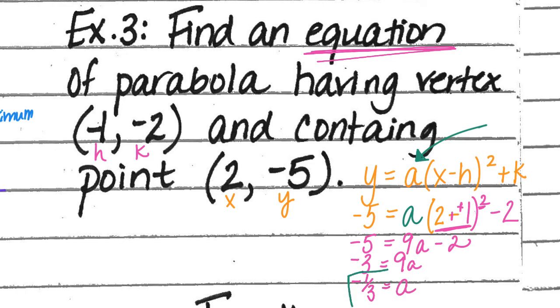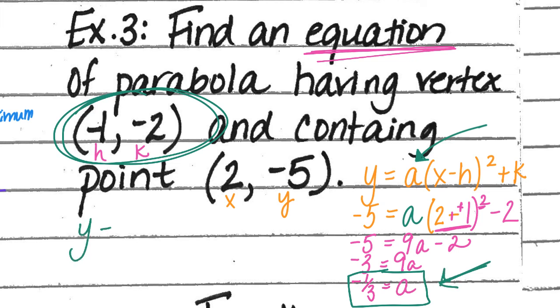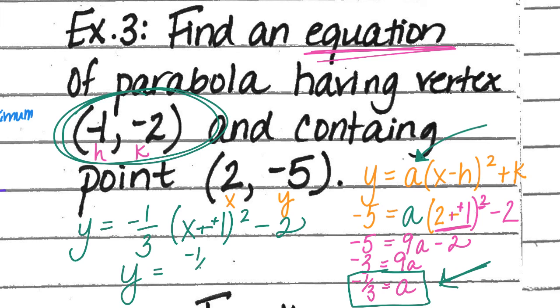Okay, I solved for a, which is very important because I need my vertex and I need my a to put it back into an equation. y is equal to, my a was -1/3, and then I have to use x minus h, well, that's going to be x plus 1, quantity squared, minus 2. So my final solution will be y equals -1/3, x plus 1, quantity squared, minus 2. And that is my answer for this one. It's right here.